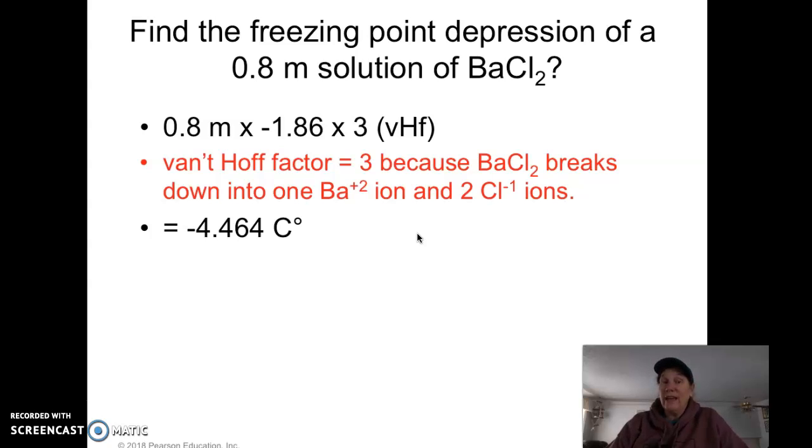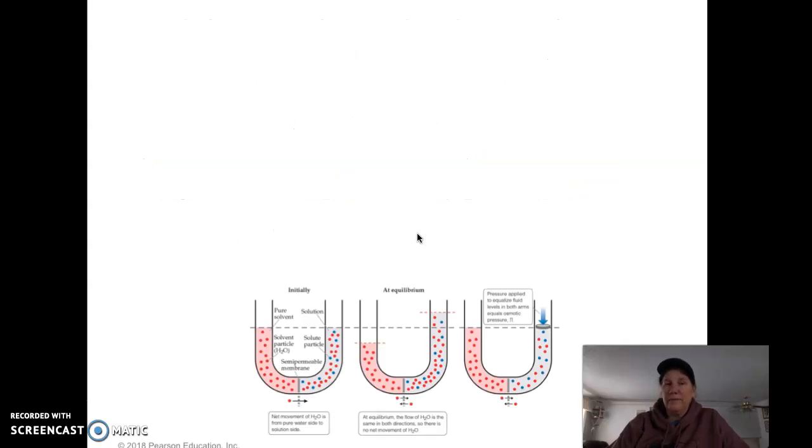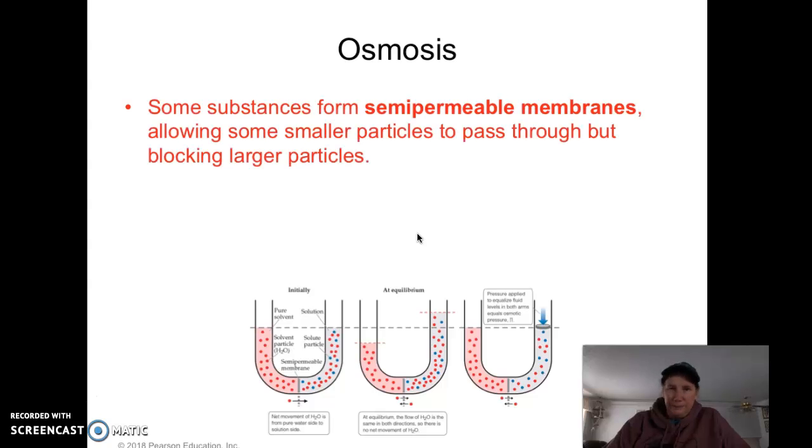Again, the Van 't Hoff factor, I'm assuming he's the guy that figured out the particles. It changes things much more when you have an ionic compound. Okay. Osmosis. Osmosis is the movement of water, through a semi-permeable membrane, which allows things to go through. If you have any family on dialysis, they use this process to clean their blood.